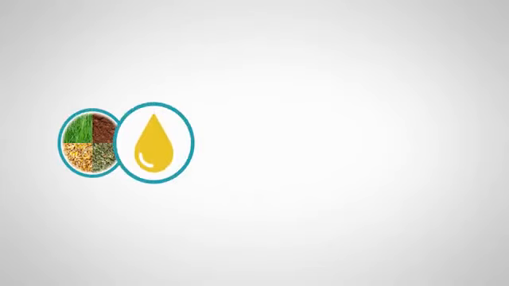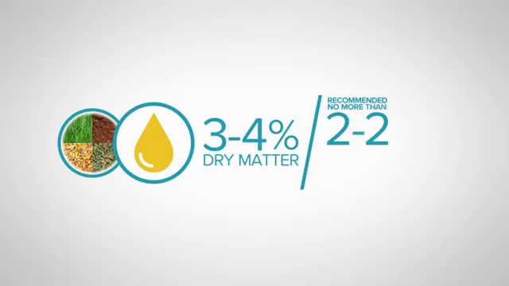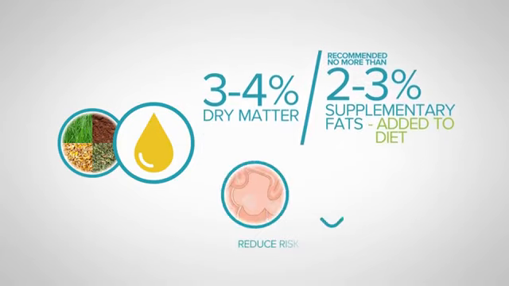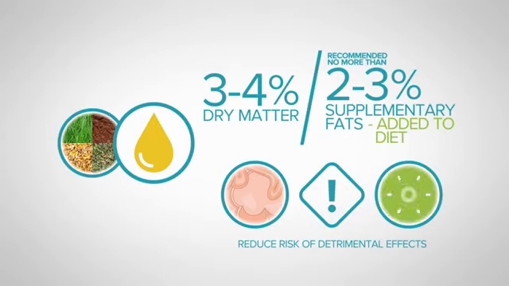Generally, the level of fat in the diet is 3 to 4% of dry matter, and recommendations are no more than 2 to 3% of supplementary fats are added to the diet. This is to reduce the risk of detrimental effects on rumen function, intake, and performance of too much fat.